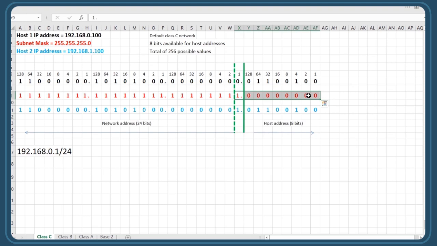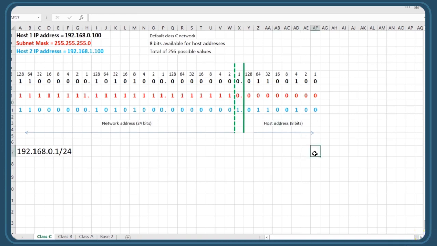So how do we move it to the left? Well, when we moved it to the right, we changed the 0 to a 1. To move it to the left, you do the exact opposite and you change the 1 to a 0.